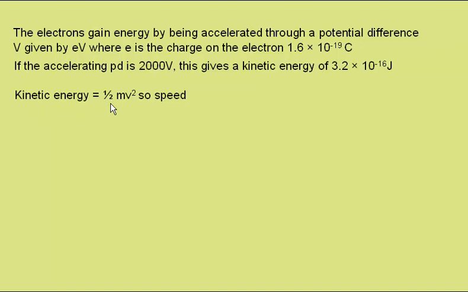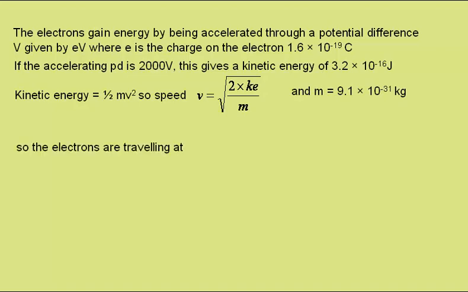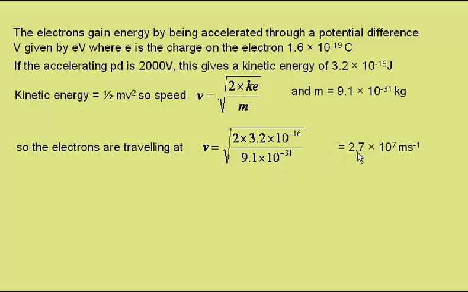The kinetic energy is half mv squared, so rearranging, the speed would be given by the square root of 2 times the kinetic energy over the mass of the electron, the mass of the electron being 9.1 times 10 to the minus 31 kilograms. So the electrons will be travelling at v equals the square root of 2 times the kinetic energy, 3.2 times 10 to the minus 16 joules, over the mass of the electron, 9.1 times 10 to the minus 31 kilograms. This gives a speed of 2.7 times 10 to the 7 meters per second, roughly 10% the speed of light.